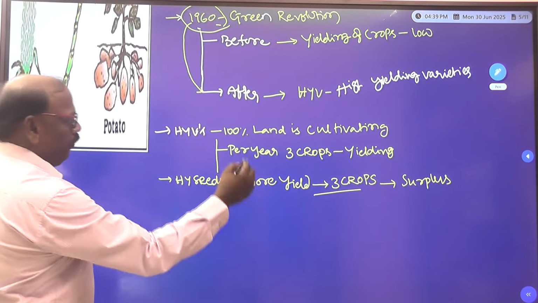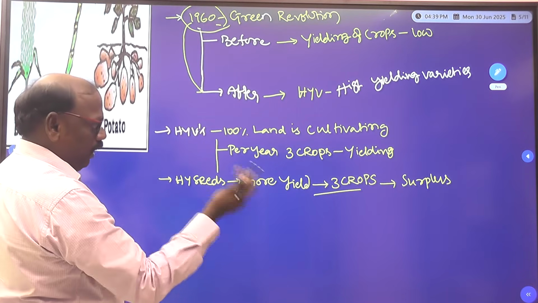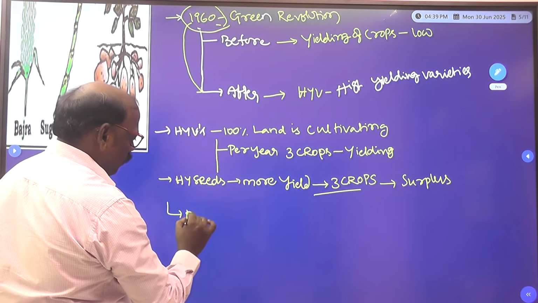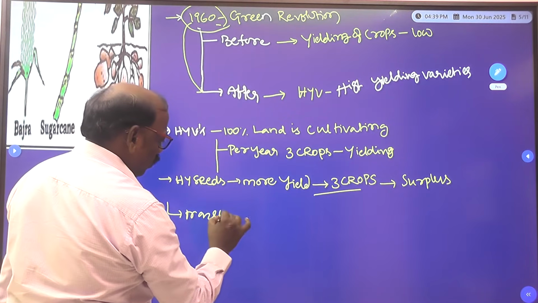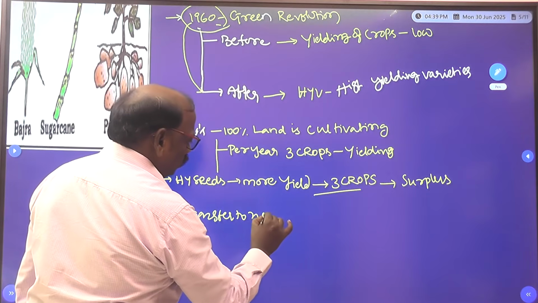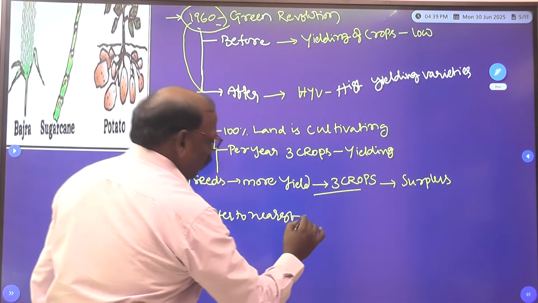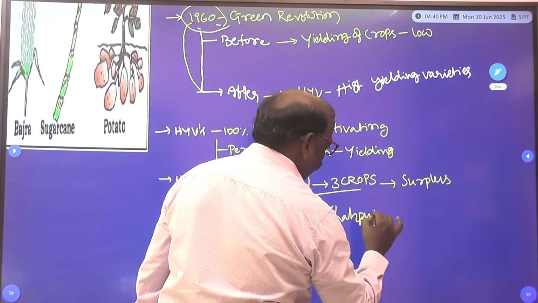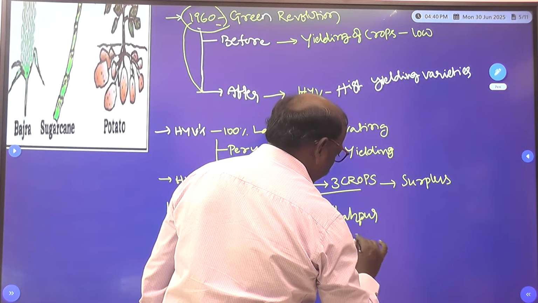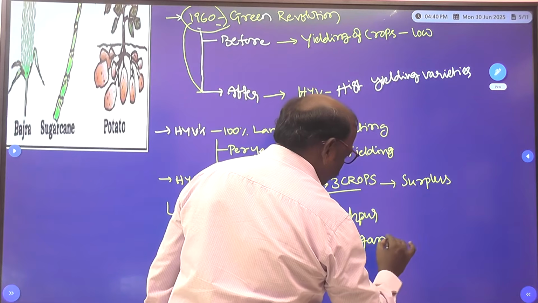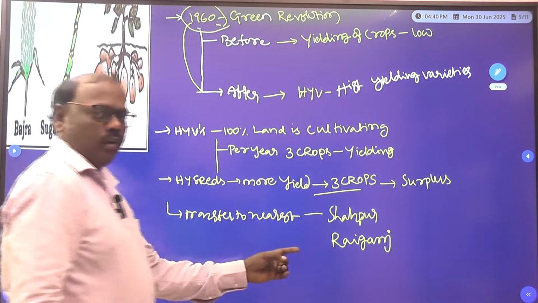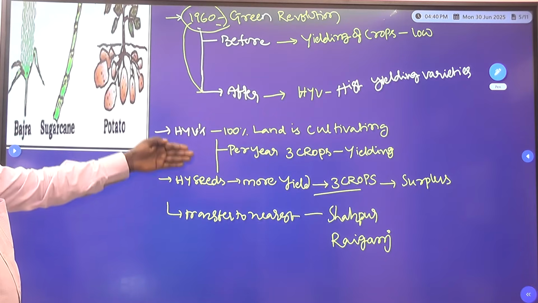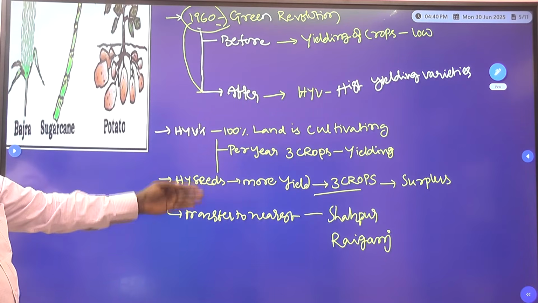So, whatever wheat, whatever rice they are yielding, right? All of it is transferred to the nearest towns. Nearest towns of what? Shahpur and Raiganj. So, through the green revolution, these are the changes that we are having.